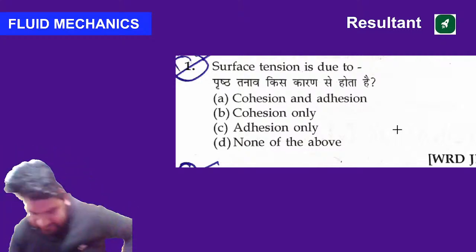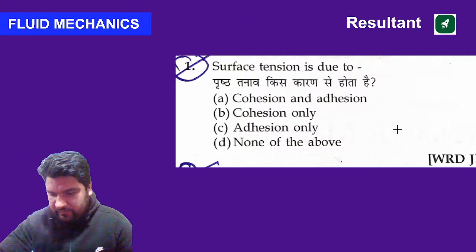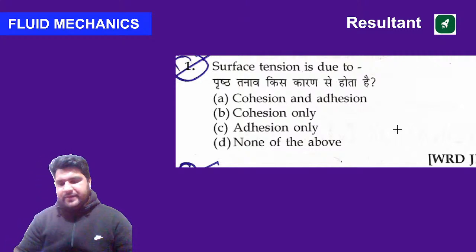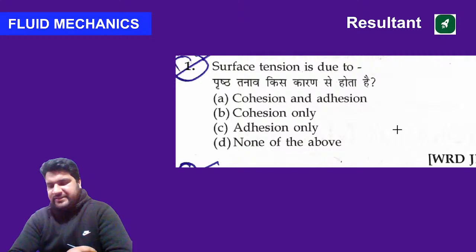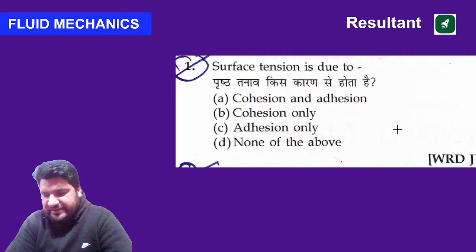Okay, we'll start. First question on your screen. Surface tension is due to. CT is giving the answer cohesion. Surface tension is due to.